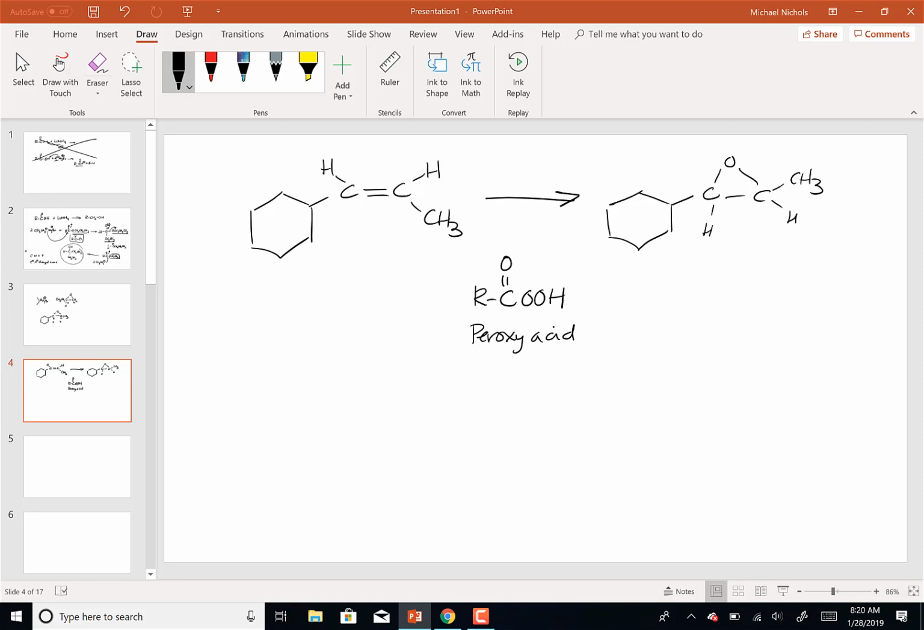So in that mechanism, what happens? The oxygen of the peroxyacid, because all per means is that there's an extra oxygen, right? Hydrogen oxide would be water. Hydrogen peroxide isn't H2O, it's H2O2. So one of the oxygens here just plops down on top of the double bond and makes the epoxide.